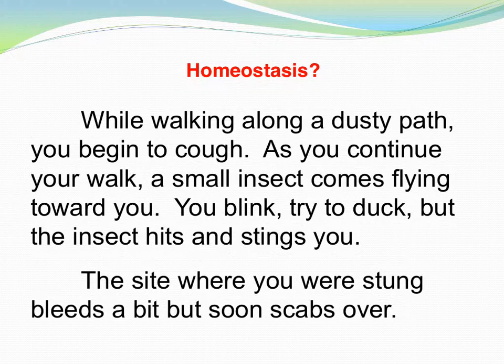Your reading mentioned the word homeostasis, so I want you to consider this scenario and see if you can pick out any areas of this response that look like they might be homeostatic or maintaining homeostasis. While walking along a dusty path, you begin to cough. As you continue your walk, a small insect comes flying towards you. You blink, try to duck, but the insect hits and stings you. The site where you were stung bleeds a bit, but soon scabs over. Can you pick out any of the homeostasis activities that are found in this scenario? Pause the video and think about it.